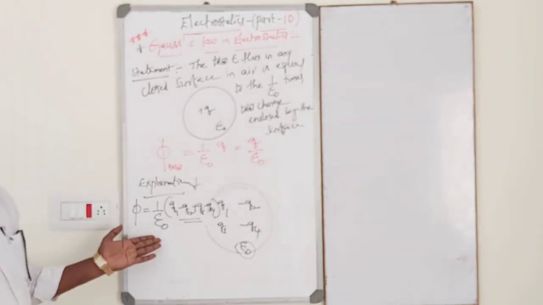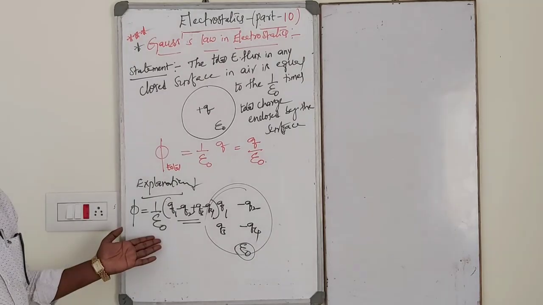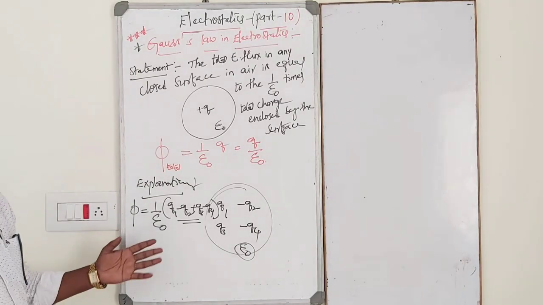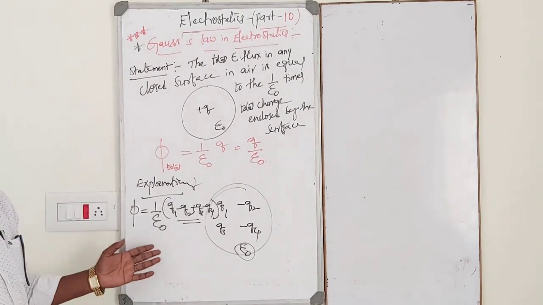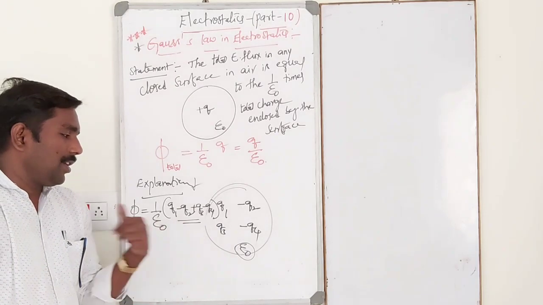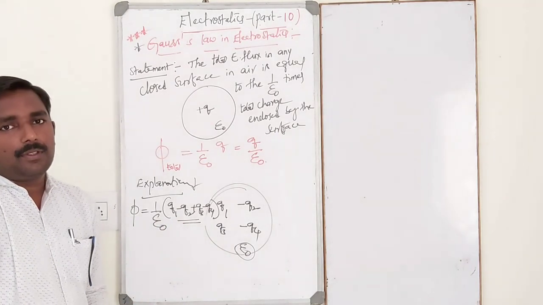What is the value of epsilon naught? 8.854 times 10 to the power minus 12 farad per meter, or Coulomb square by Newton meter square. This is the explanation of Gauss theorem.